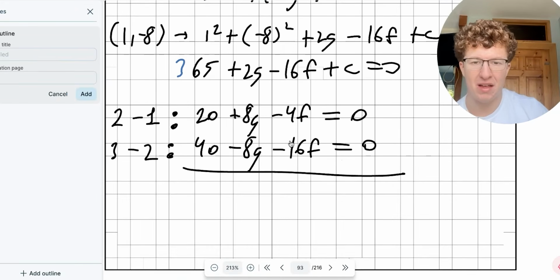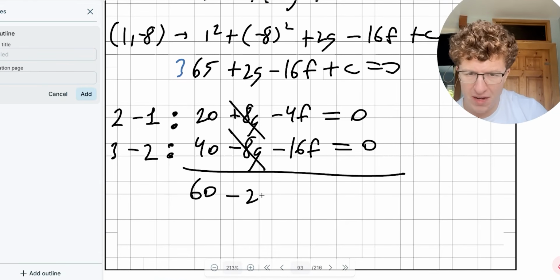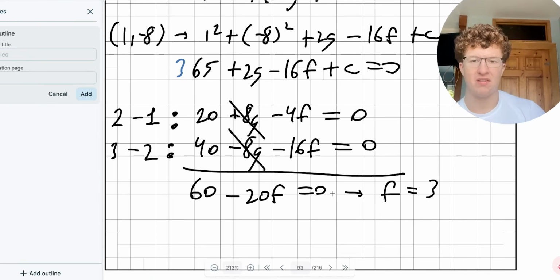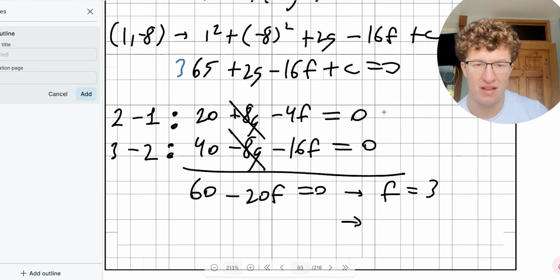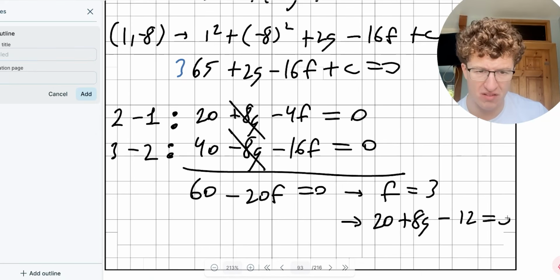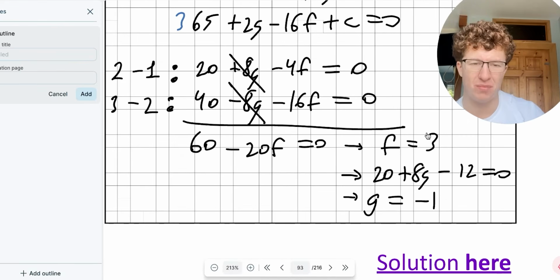But anyway, you're going to see these 8g's are going to cancel, so I'm going to be left with 60 minus 20f is equal to 0. That means that f must equal 3. So we have f equals 3. And if f equals 3, we can just fill into one of these two equations. 20 plus 8g minus 4f is equal to 0. If that's the case, that means 20 plus 8g minus 12 is equal to 0. 20 minus 12 is going to be 8. Bring over the 8, divide it, it's going to be minus 1. So g is minus 1, f is 3.